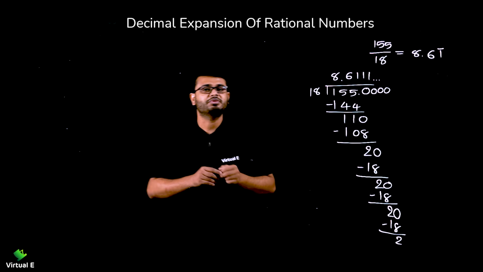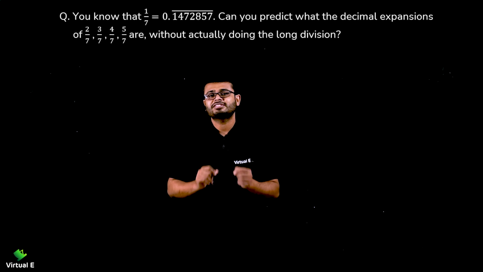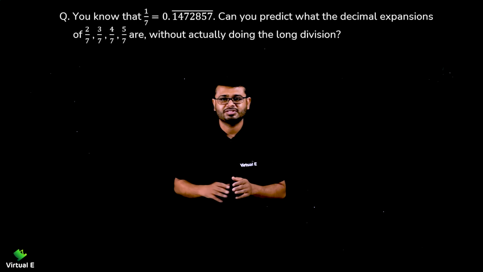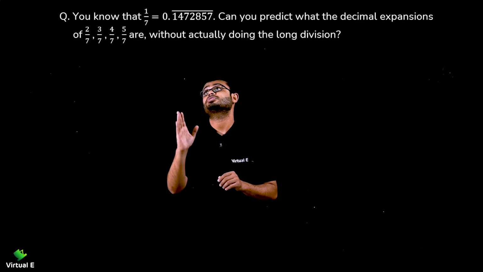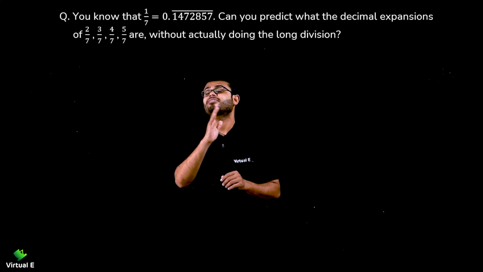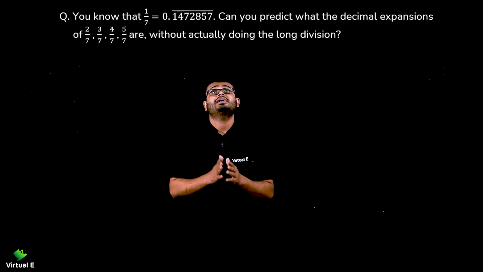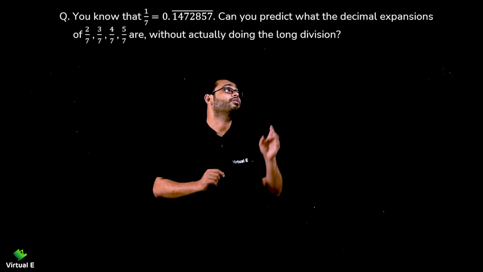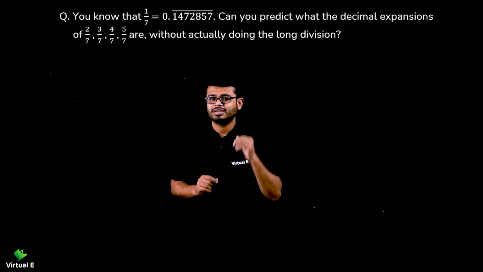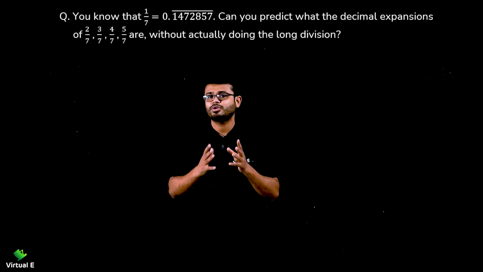Now let's discuss one special question related to this. Let's discuss one very important question, and simple as well. Let's start with the question. You know that 1 by 7 is equal to 0.142857 bar over all the numbers after point, right? And we need to predict the decimal expansion without actual division for 2 by 7, 3 by 7, 4 by 7, 5 by 7 and 6 by 7. You can find for any of it. We'll just do for 2, 3, right?